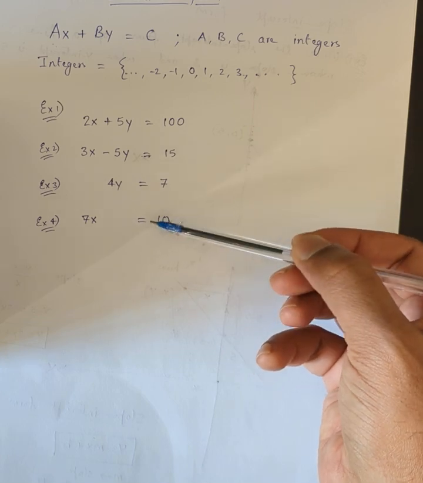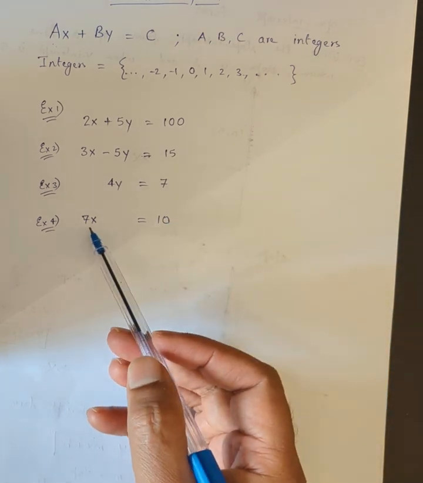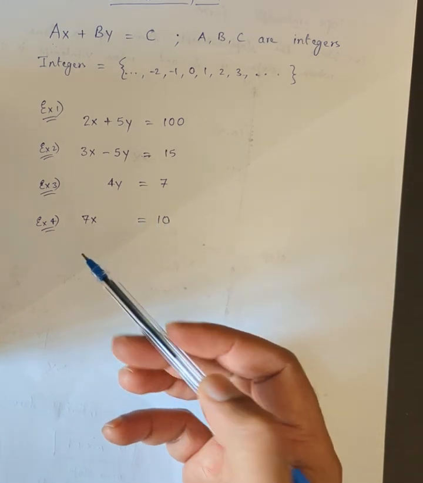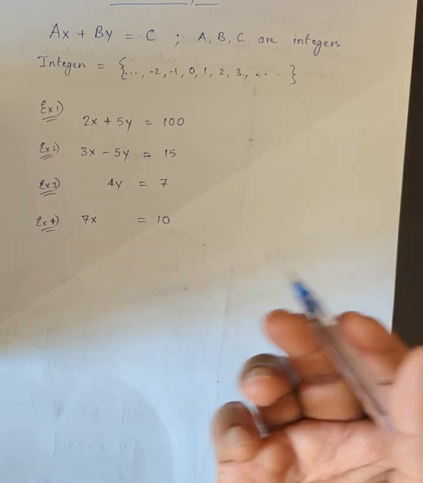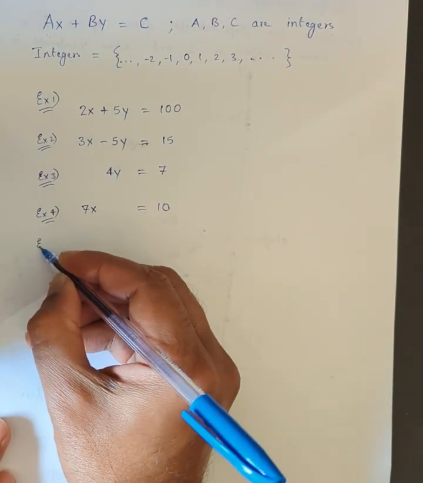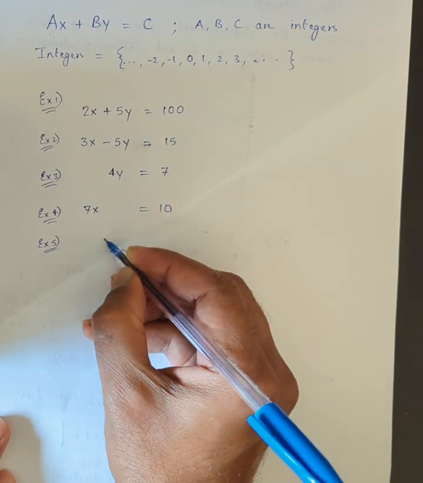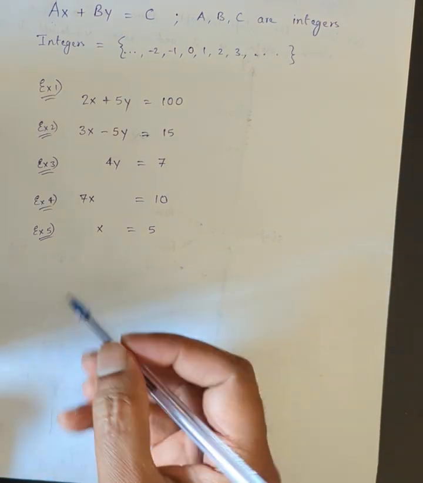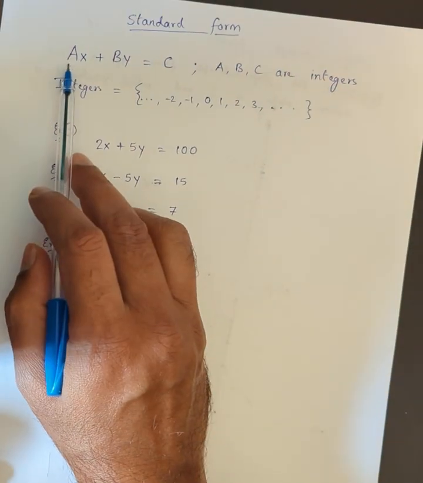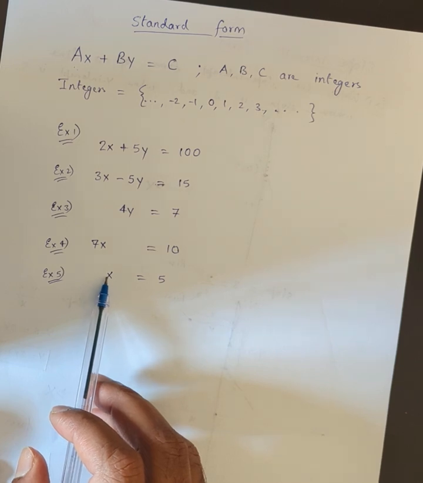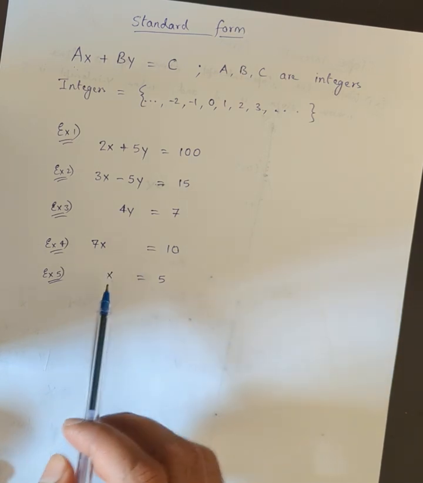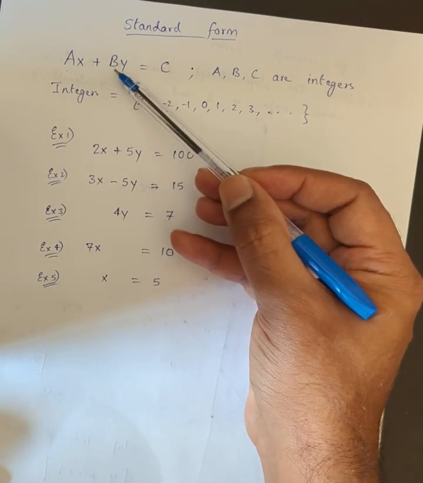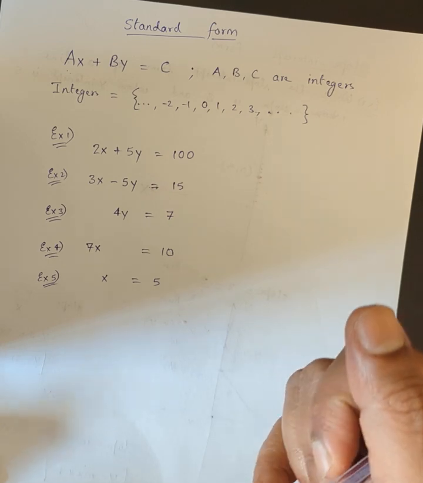So in the standard form, you may have an equation that looks like this: 7x is equal to 10, or x is equal to 5, something like that. Let me write down one more where it's x is equal to 5. This is in the standard form where A is 1 because the coefficient of x is 1. If you don't see any number, there's a 1. Plus, I don't have the y term at all, which means the B value is 0 and C is 5.